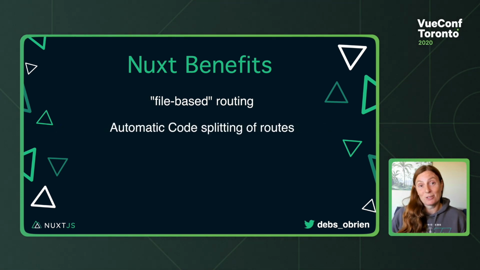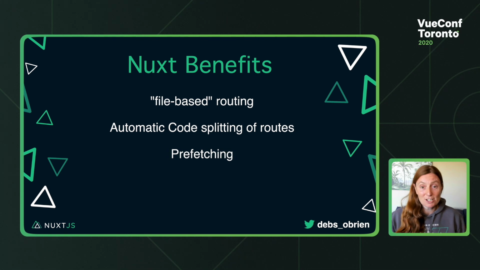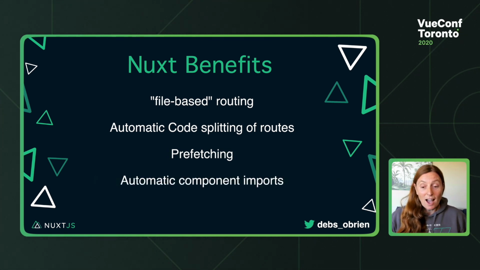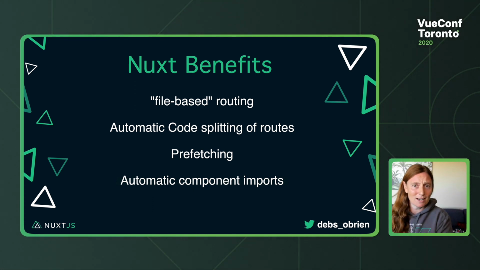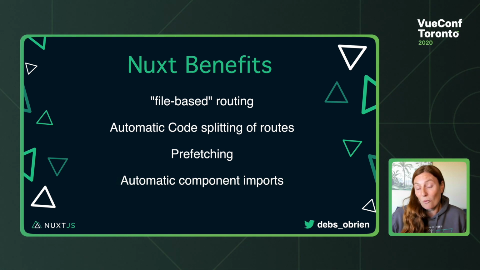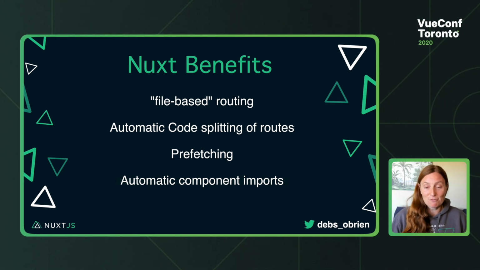Automatic code splitting of routes. So you don't have to do code splitting either. It's just given to you out of the box. It just works. Brilliant. Prefetching. It prefetches all those links for you. So it makes it more performant. Automatic component import. So you don't have to write import component from component. It just works. So that's all done for you. So that's really, really cool.